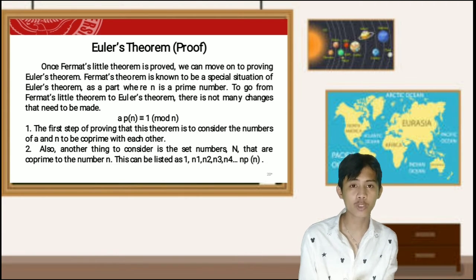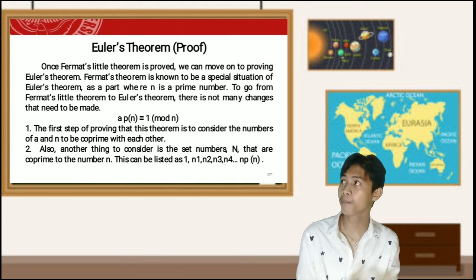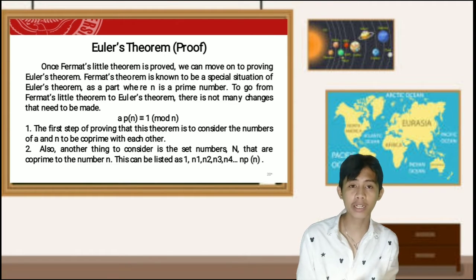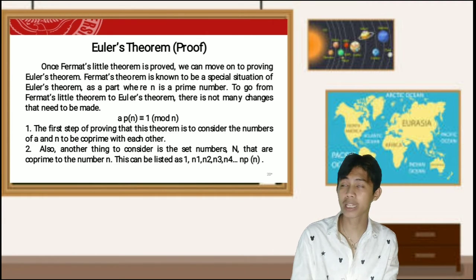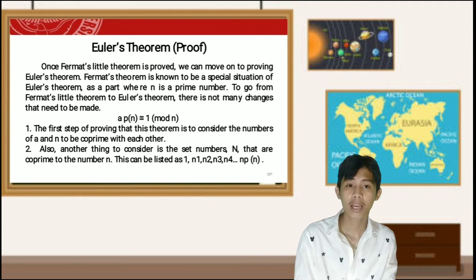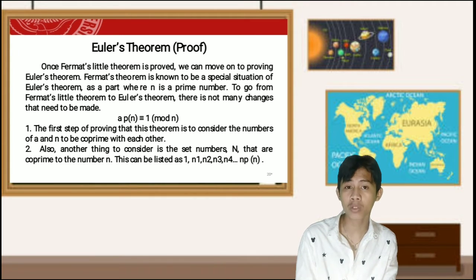So, let's now proceed to the proof of Euler's theorem. Once Fermat's little theorem is proved, we can move on to proving Euler's theorem. Fermat's theorem is known to be a special case of Euler's theorem where n is a prime number. To go from Fermat's little theorem to Euler's theorem, not many changes need to be made. And here's the formula: a^φ(n) is equal to 1 mod n.